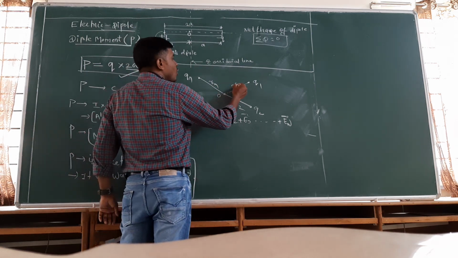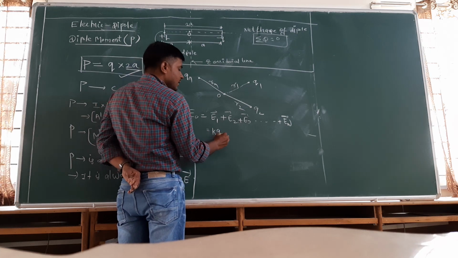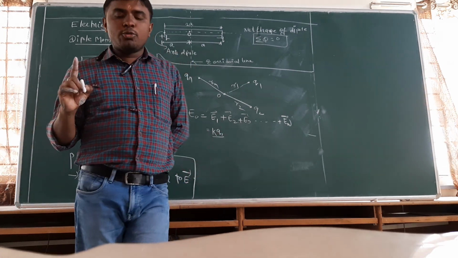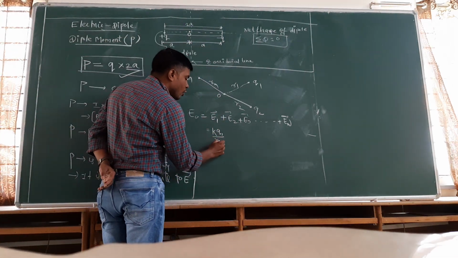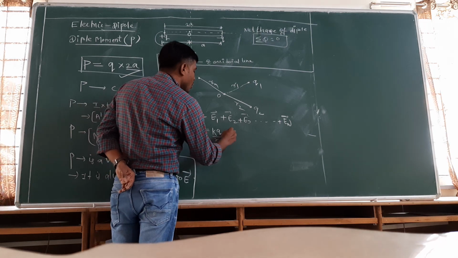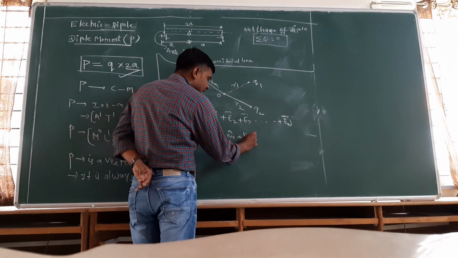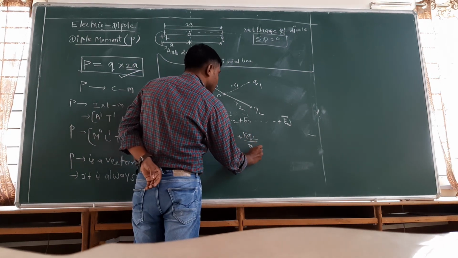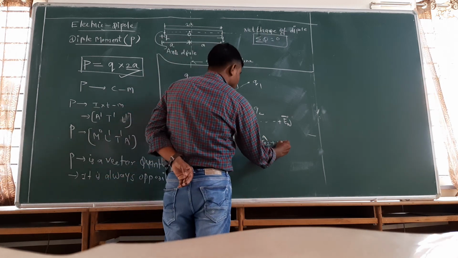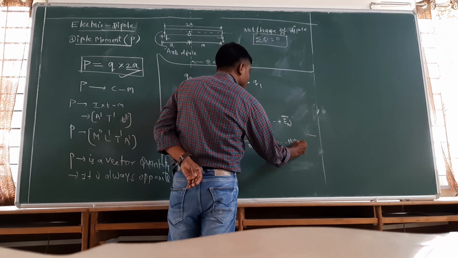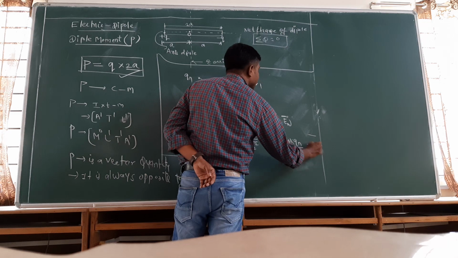We can write all these expressions. See here, it is RO1, RO2, RON. So E1 will be equal to K Q1 by... what is the formula for electric field due to a point charge? KQ by R square. So here it is KQ1 by RO1 square into RO1 cap, in vector form, plus KQ2 by RO2 square into RO2 cap, and in this way plus up to KQn by RON square into RON cap.